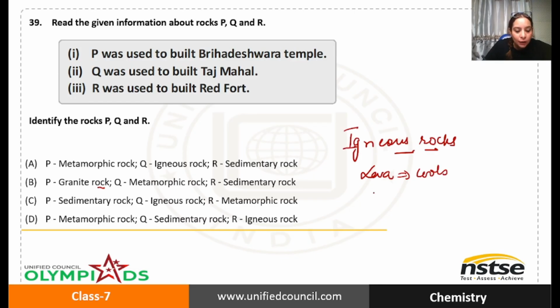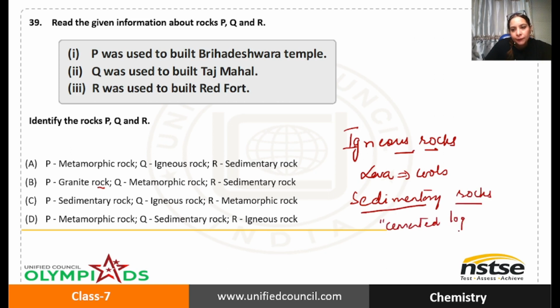Now if I talk about the metamorphic rocks, or let's talk about sedimentary first. Sedimentary rocks are formed when other types of rocks get cemented together. And third is the metamorphic rocks. Metamorphic rocks are formed when rocks are subjected to intense heat and pressure.